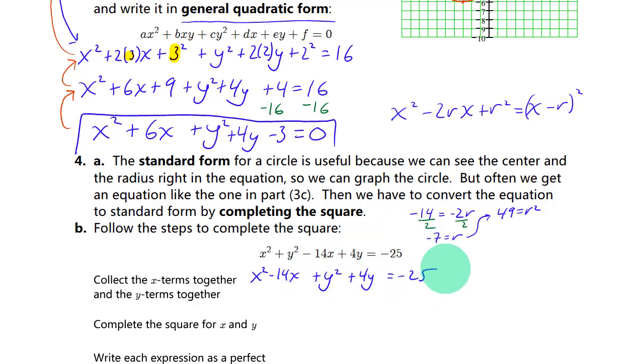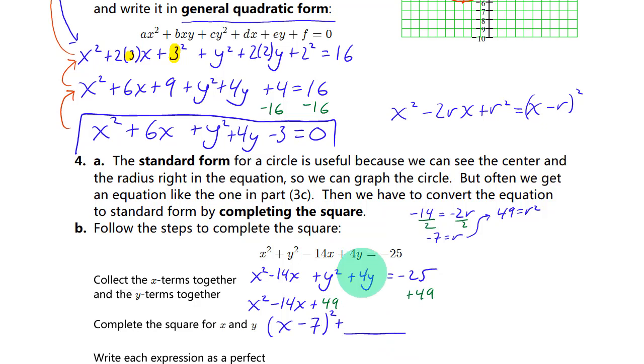And I'm also going to add it onto the other side of the equation to keep it balanced. So this is going to become x squared minus 14x plus 49. That part is now a perfect square trinomial that we can write as x minus 7 squared. But because I added this plus 49 here, I've got to do the same thing to the other side. And then we're going to do the same thing here with the y in the next step.